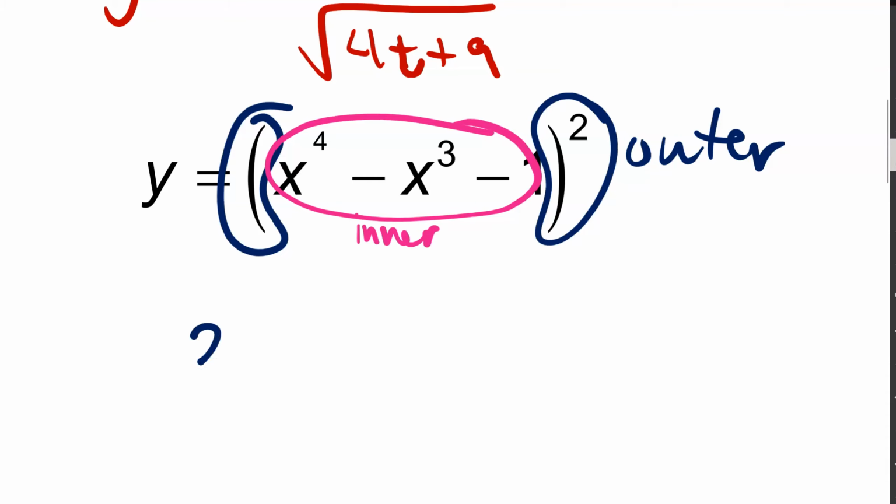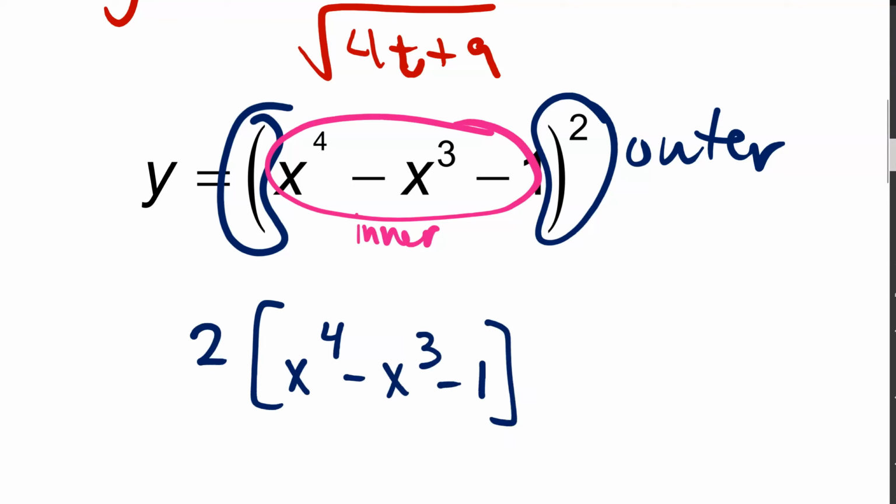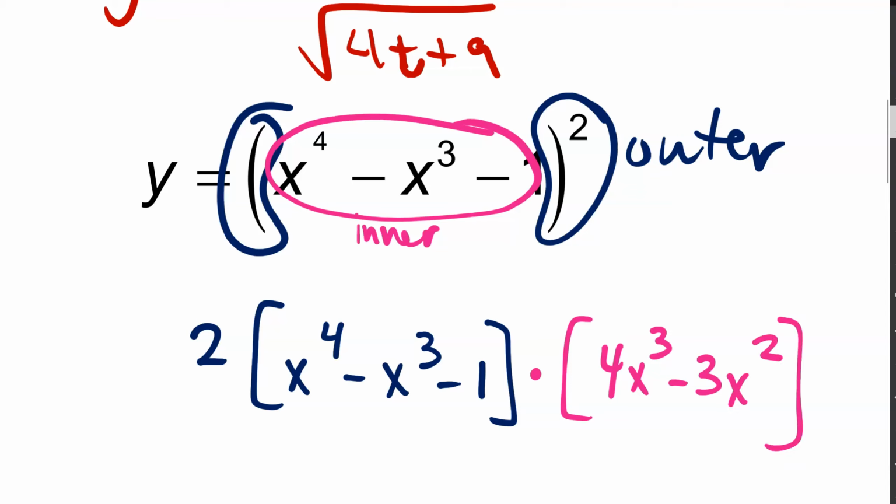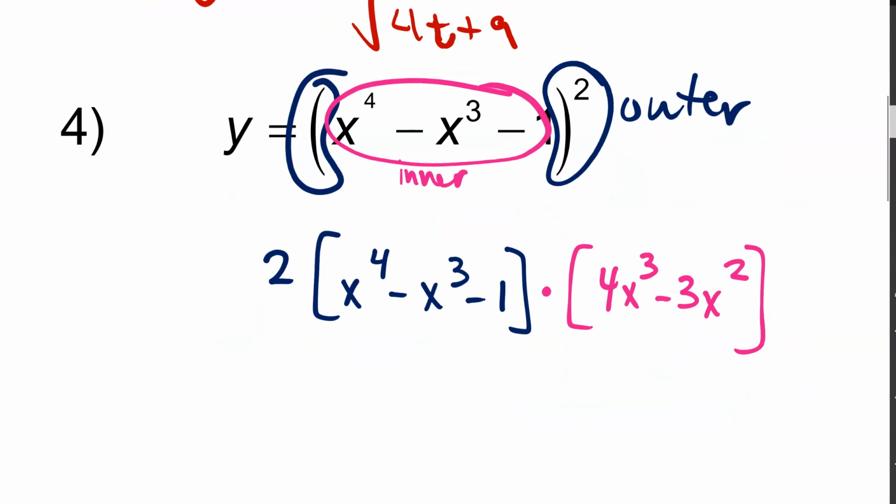For the inner, do I have to multiply by 4x to the third minus 3x squared? So now I'm multiplying by 4x to the third minus 3x squared. That's it, because the derivative of 1 is 0. Should we multiply by 2? It technically is already being multiplied by 2 because it's a coefficient. I'm done. This is it.